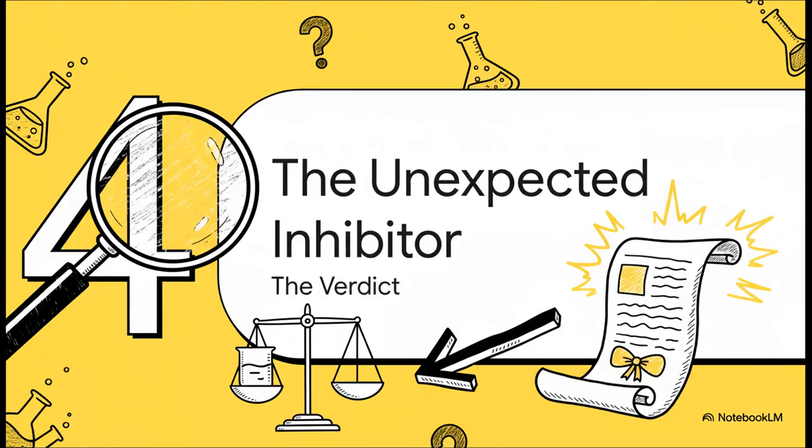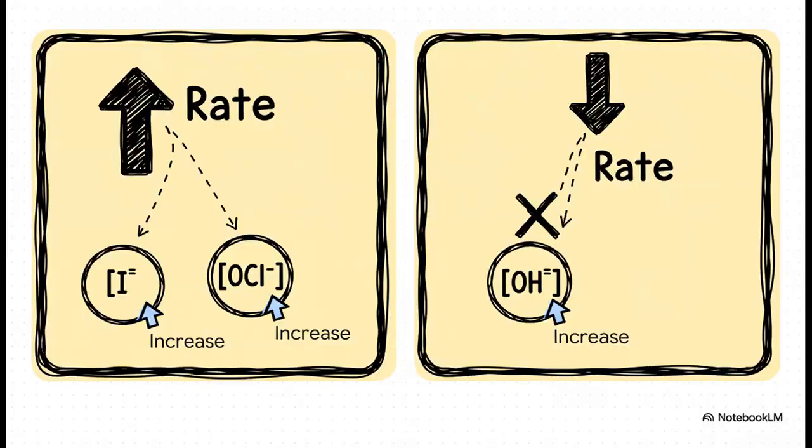All right, we've done the detective work, we've cracked the code and found the true rate law. Now it's time to deliver the verdict. What does this equation actually tell us about what the hydroxide ion is doing? It's all about location, location, location. The concentrations of our reactants, iodide and hypochlorite, they're up top in the numerator. That means if you increase them, the rate goes up. Simple enough. But the concentration of hydroxide is in the denominator. So what happens if you increase its concentration? The overall rate actually goes down.